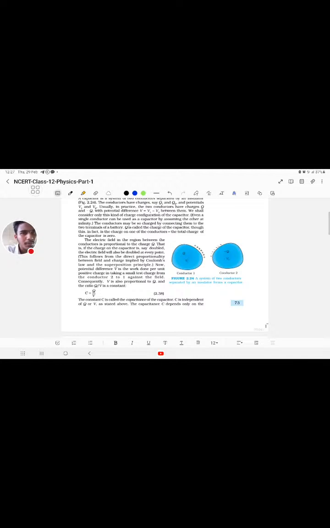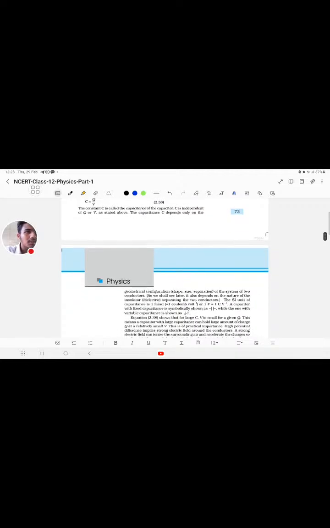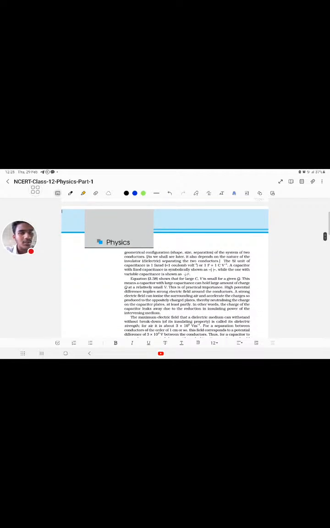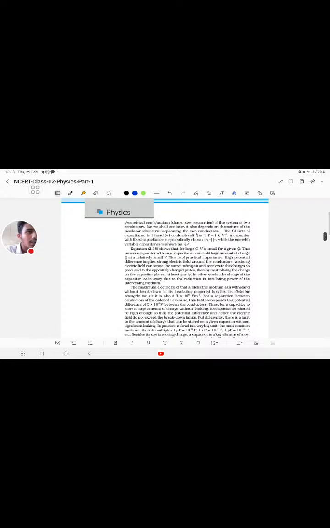Consequently, V is also proportional to Q, and Q by V is a constant ratio known as the capacitance of the conductor, which is independent of Q or V. The capacitance depends only on the geometrical configuration, such as the shape, size and separation of the system of conductors. The SI unit of capacitance is 1 farad, which is 1 coulomb per volt. A capacitor with fixed capacitance is symbolically shown like this, and one with variable capacitance like that.